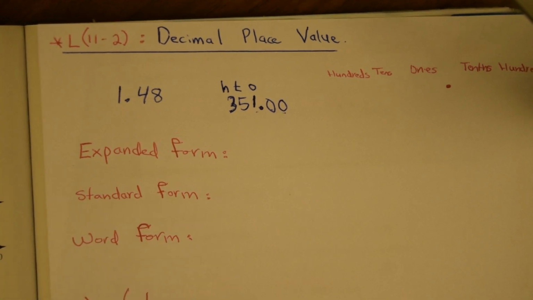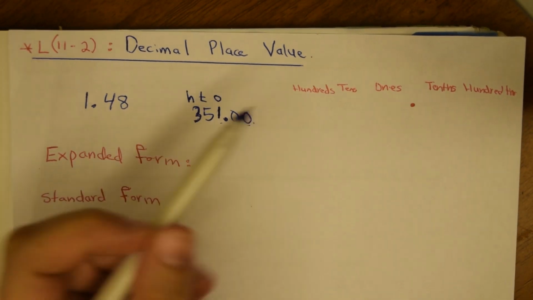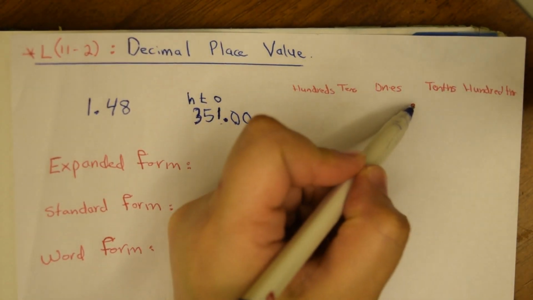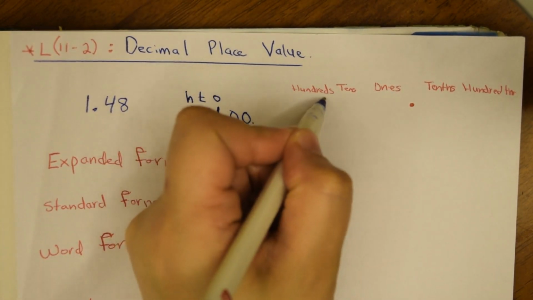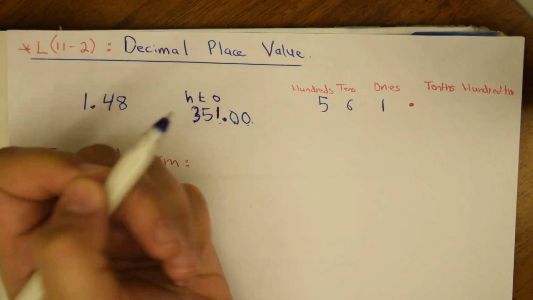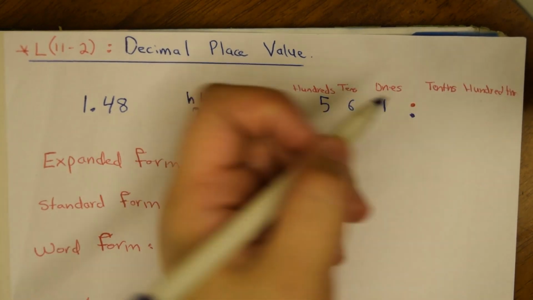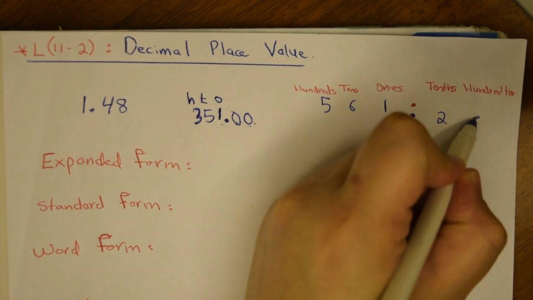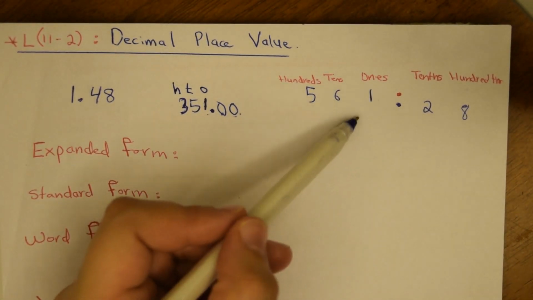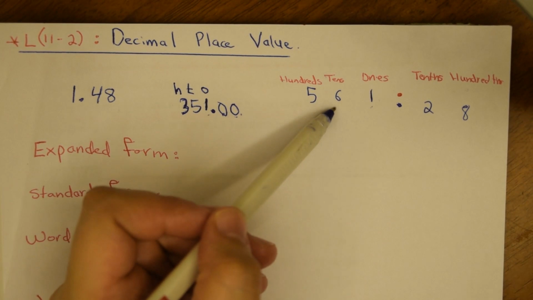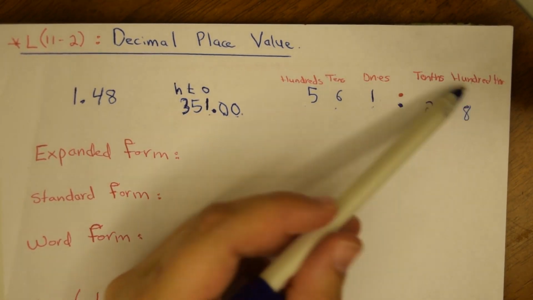Okay, but before we start, we will know what's the name of this place and this place. So here I have, this is the decimal point. If I write a number here, I have ones, tens, and hundreds. So I will write, for example, 561. And here I have the decimal point, and here I want to put a number, for example, 28. Okay, so here I will ask you, what's the number in the ones place? 1. What's the number in the tens place? 6. What's the number in the hundreds place? 5.